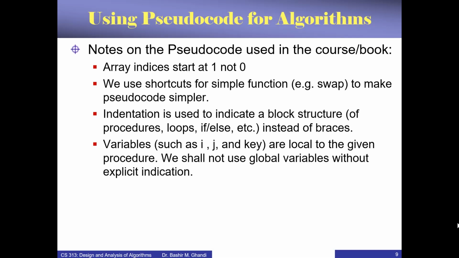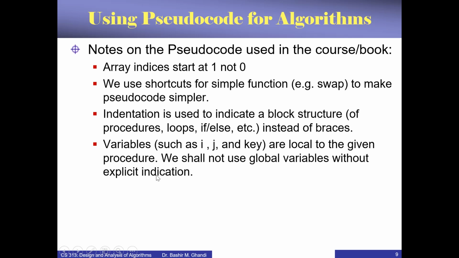Okay. Next point is that variables such as i, j, key are going to be assumed to be local to the procedure that you are trying to represent as your algorithm. We shall not use global variables without explicit indication. So anytime you see a variable being used, it is assumed to be a local variable to that routine. Also important to note that you don't have to define the type of the variable. You don't have to say int i. Just say i equal to something. Okay, no need to specify the type.